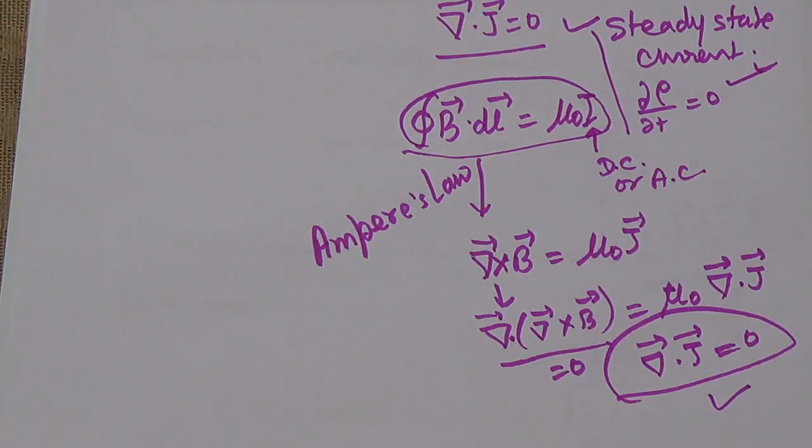What about alternating current? If alternating current is flowing, then Ampere's law is not valid. So Maxwell improved Ampere's law using the idea of displacement current. So now our next topic will be displacement current.